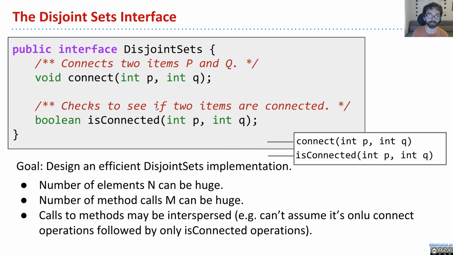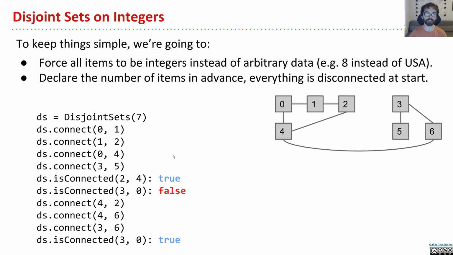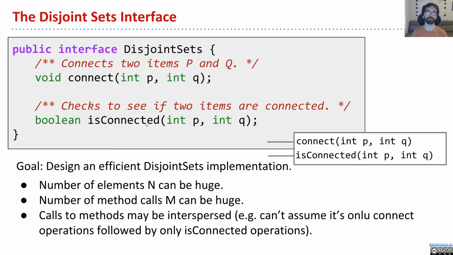Now we have to keep in mind a few things. One, the number of elements in our DisjointSets object right here could be potentially huge. Let's say millions or maybe even hundreds of millions. And the number of method calls can also be huge. So it won't be good enough just to do some brute force thing. We're gonna have to be a little more clever.